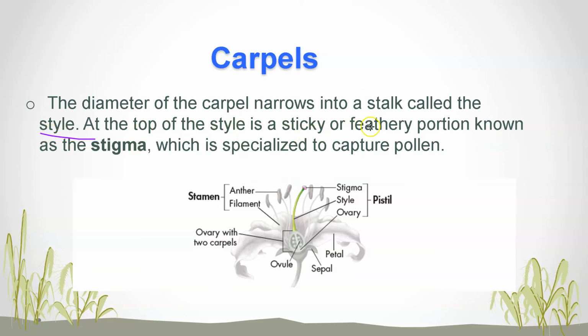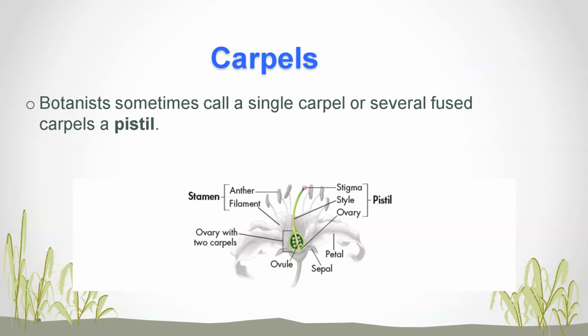At the top of the style is a sticky portion known as the stigma, sticky stigma. And why is it sticky? To capture pollen. Pollen is the male gametophyte, the stigma is part of the female structure, and the flower wants to catch that pollen to allow it to develop and deposit that sperm inside the ovary. Botanists sometimes call a single carpel, or fused carpels, a pistil.